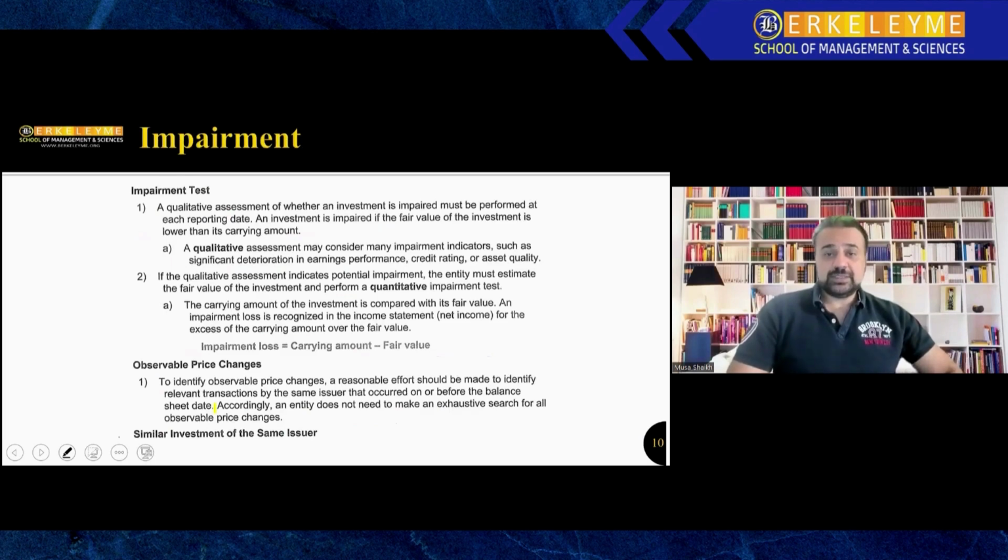A very important concept is the impairment test. What is impairment? Every year assets lose value, which is called depreciation. Depreciation is a tool to reduce the value of an asset over a period of time. But sometimes, because of market conditions, the market can crash. The market can go really down. In those circumstances, what you need to do is very simple. You need to see the extra decrease in value, which is called impairment.